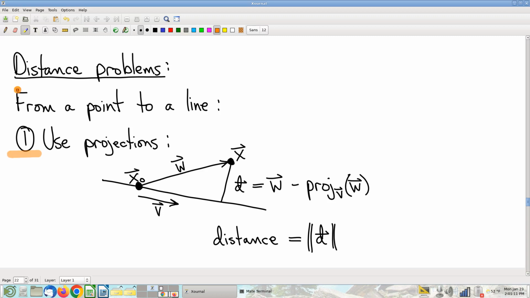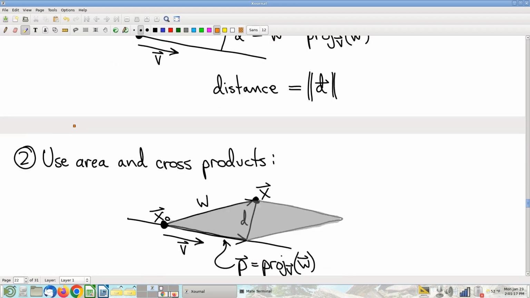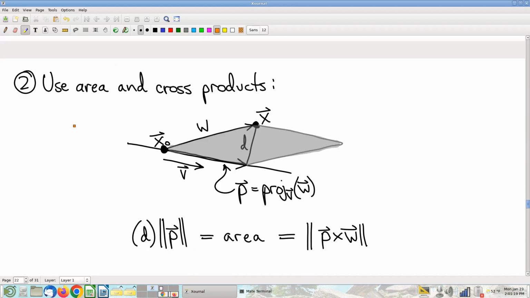This was just the first. Second way to find the distance from a point to a line. And sometimes this might be handy as well. This one seems like a lot more trouble. Like I say, pros and cons.